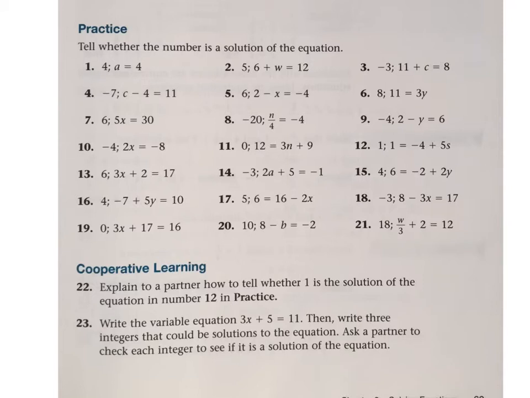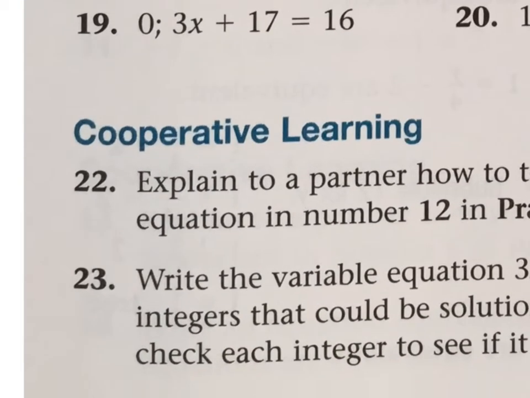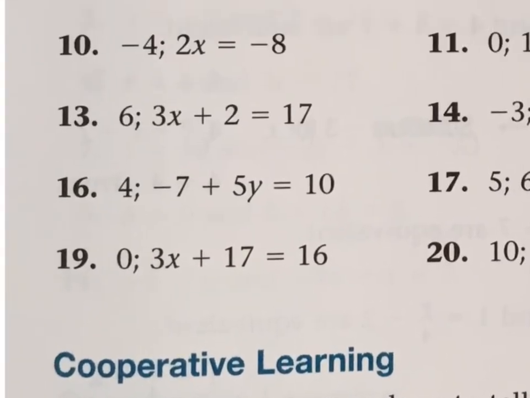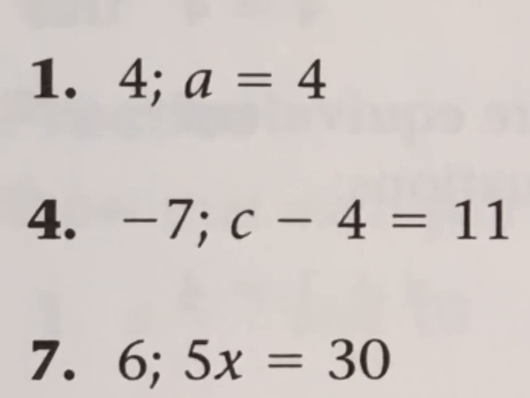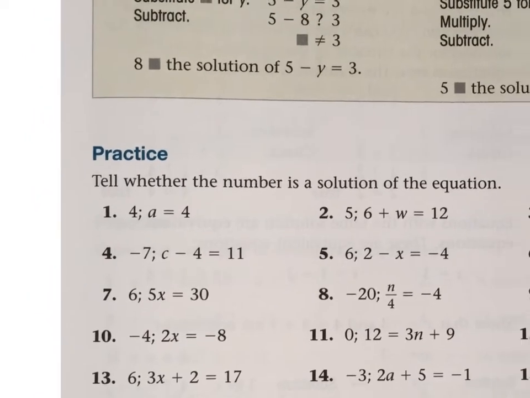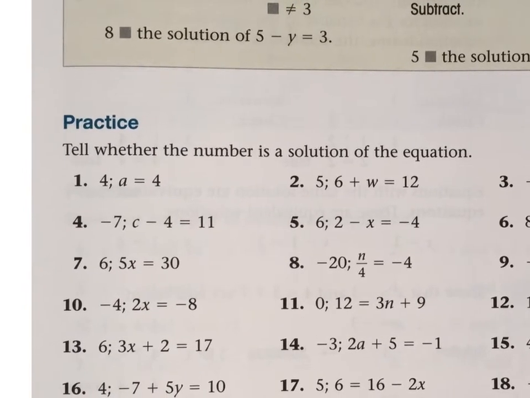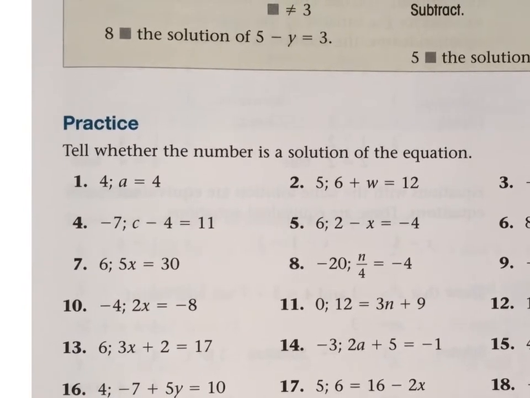Okay, we're going to work on page 63, numbers 1 through 21. Numbers 22 and 23, cooperative learning, you're going to work with a partner. But let's try a few out together real quick before we get started, because I know this can be a little challenging. So the instructions, it says, tell whether the number is a solution of the equation. So by the number, they mean the number on the left.